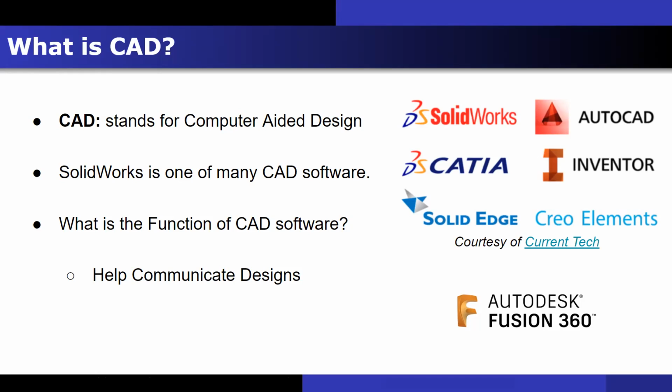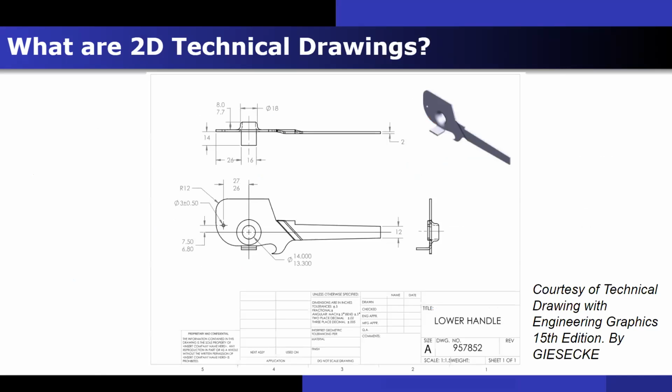So we have the designer that gets the idea of the part, and then this part should be manufactured or created. And to do that, we need to know all the different features within the part so that it can be manufactured with different technologies. And to do that, we use 2D technical drawings or engineering drawings.